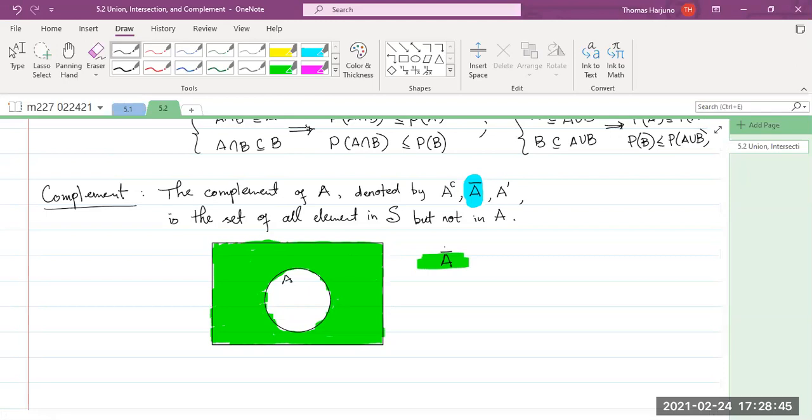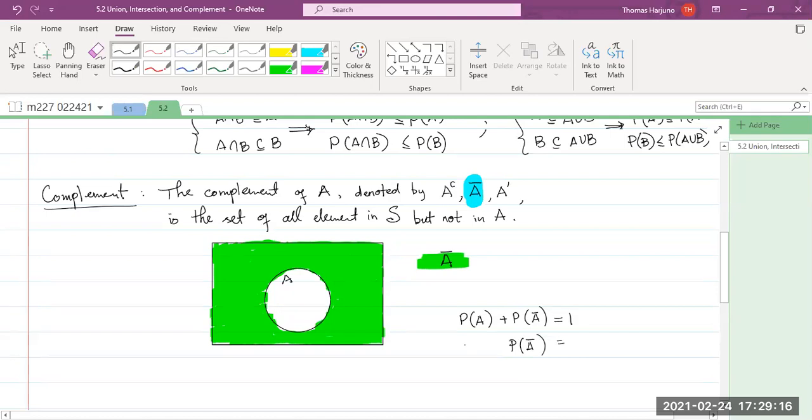Now you will see that the probability of A plus the probability of A complement must be equal to 1. Either you are in A or outside of A. It cannot be neither, and it cannot be both. Therefore, we get a formula: when we need to compute the probability of the complement of A, one way to do that is to subtract the probability of A from 1.